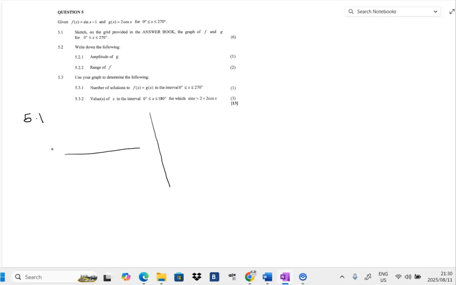So let's say we have a graph like this. We have a Cartesian plane like this, right? This is y and this is x, and we're starting from 0 to, let's say this is 180, and let's say this is 360, which means here is 270 and here is 90. Let's say here is 1 and here is 2. Here is -1, and here is -2.